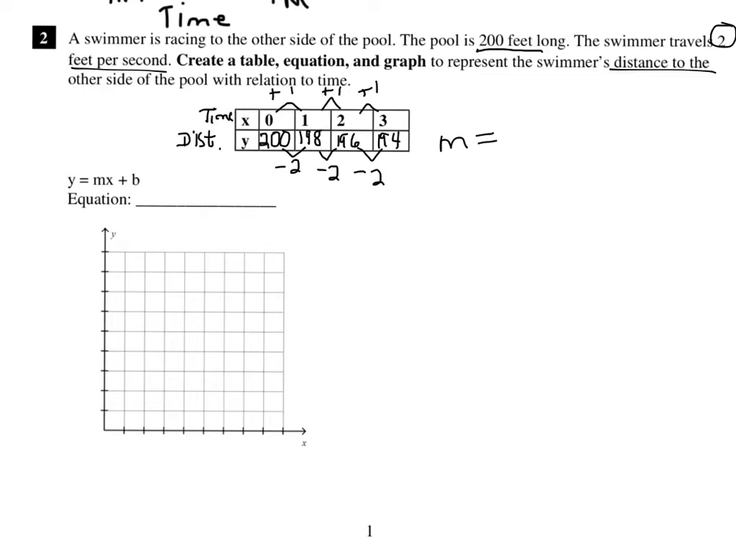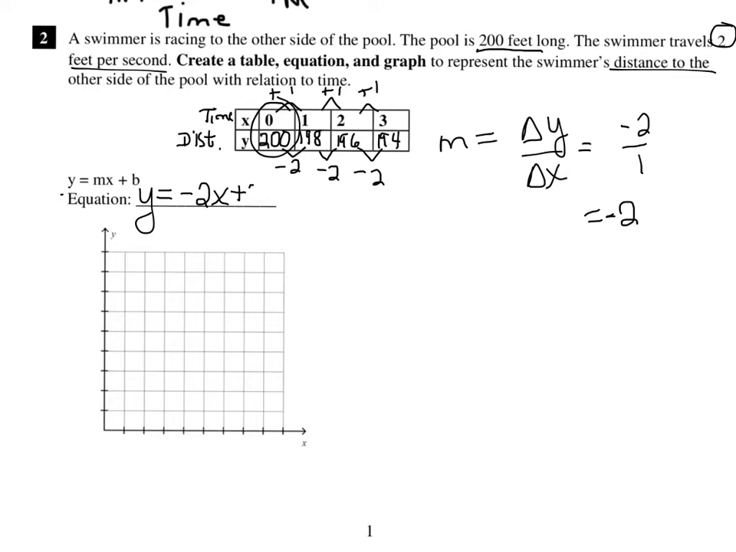We need it to get the slope. The slope is the change in y over the change in x. So the y's are changing by minusing 2 every time. The x's are going up by 1 every time. So your slope is -2. So for our equation, we have y equals -2x. And the y-intercept is where the swimmer starts. And he has 200 feet to go at the beginning of the race.